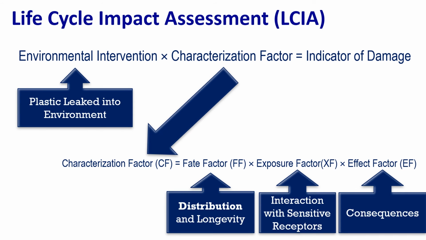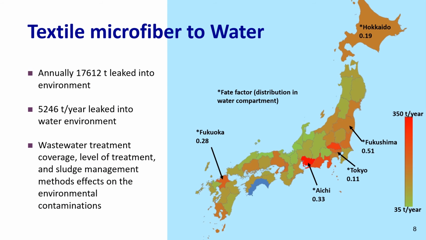And if we go with the life cycle impact assessment, we can see the environmental intervention, characterization factors, and indicators of damage. Under that, characterization factors can be divided into several categories like fate factor, exposure, and effect factor. For today's presentation, I will discuss a little bit about fate factor. We have developed fate factors for Japan for textile microfiber.